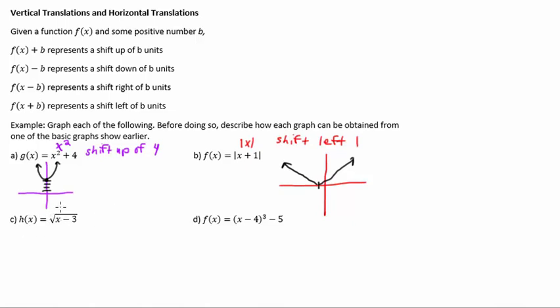C, this is the square root function. So our parent graph is just the square root of x. And so we look at this and we say that negative 3 is on the inside of my square root function, which, since it's a negative, that's the super secret opposite society, we want to move right 3.